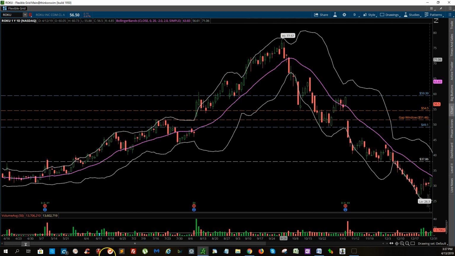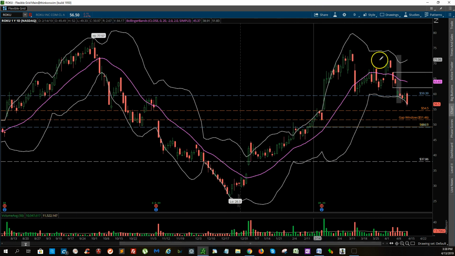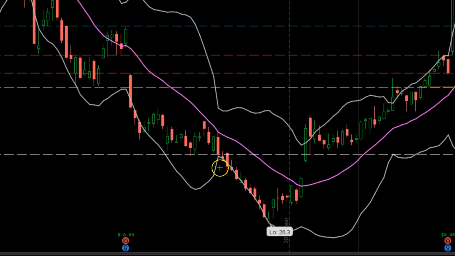Once you're in a trade and that trade is trending strong with the volatility expansion, you're going to see price literally walk on top of these bands. And here is the example that I'm talking about. Perfect, right here. Price is literally walking the band. It is literally walking this Bollinger Band straight down.